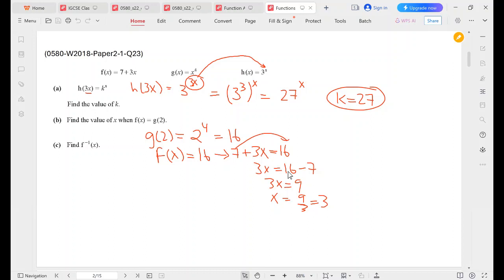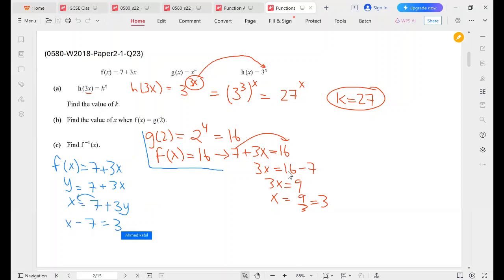Finally, for question C, we want to find f inverse of x. So f of x equals 7 plus 3x. And we can replace f of x with y. So y equals 7 plus 3x. We flip the variables. So x equals 7 plus 3y. We isolate the y. We take the 7 to the other side. x minus 7 equals 3y. And then y equals (x minus 7) over 3. And we can replace the y with f inverse of x. And this would be the final answer for C.